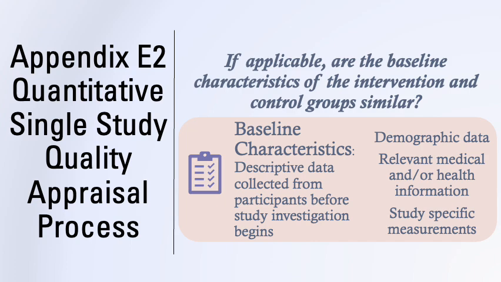Baseline characteristics are the descriptive data collected from participants before a research study's intervention begins and allow researchers to confirm that the intervention and control groups are comparable. Baseline characteristics that should be collected and reported include demographic data, any medical and/or health information that is relevant to the study, as well as any other study-specific measurements.